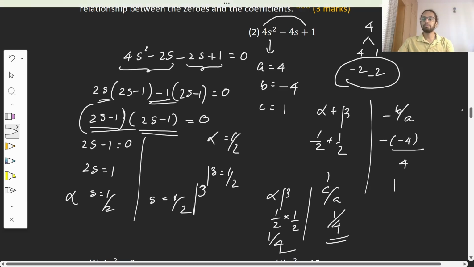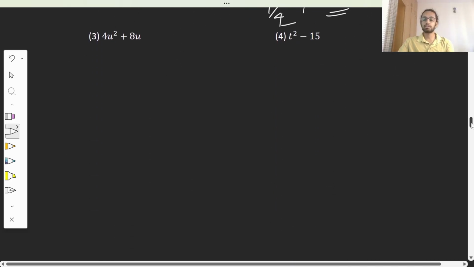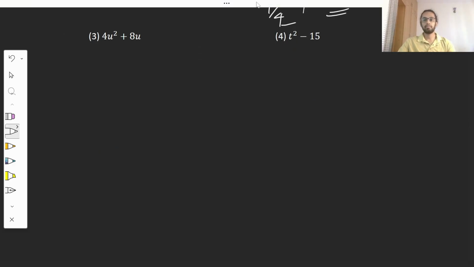Now it's practice time. Let us try these two problems. You can pause and try these problems.